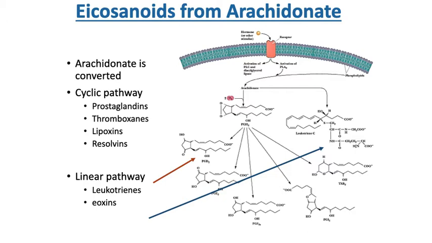And so we can make prostaglandins, thromboxanes, lipoxins, resolvins, leukotrienes, or eoxins. As you can see on this graphic right here on the right, like I said, this slide is taken from one of Dr. Vance's slides, and it just kind of helps you visualize the great variability that can be attained from taking this arachidonate from the phospholipid membrane.